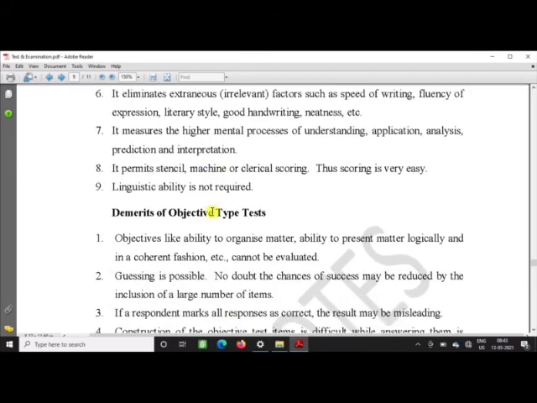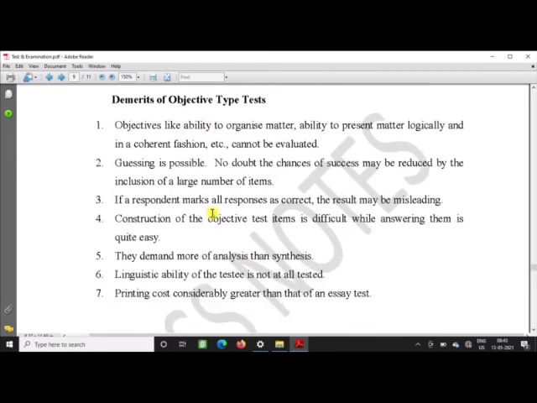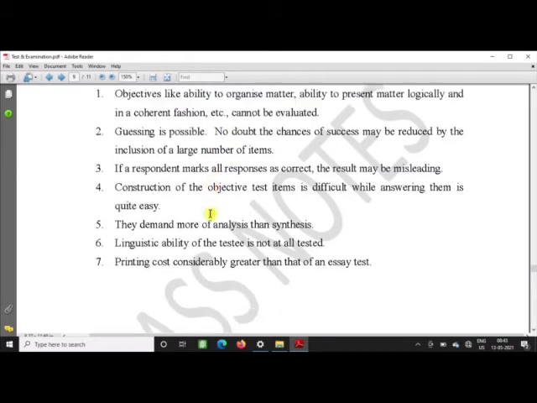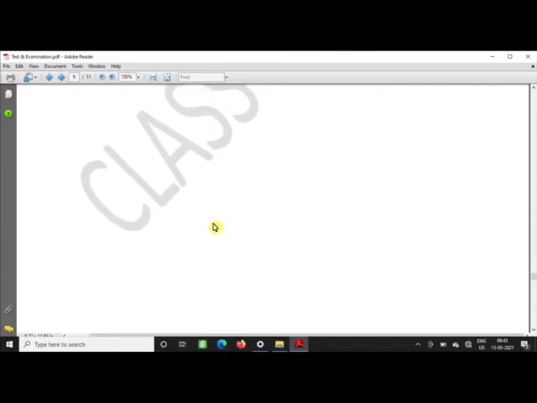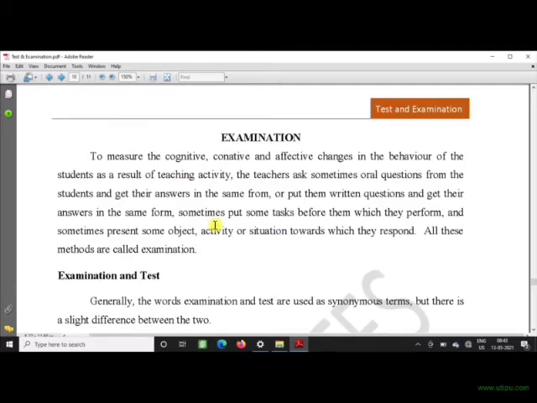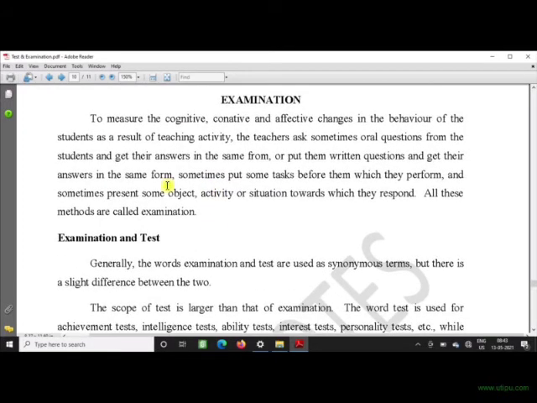So let's move on to the next, merits and demerits. I'm not going to explain; these are very easy. You can go through the notes I have already given. Now let's move on to the examination. Examination is to measure cognitive and affective changes in the behavior of the students.